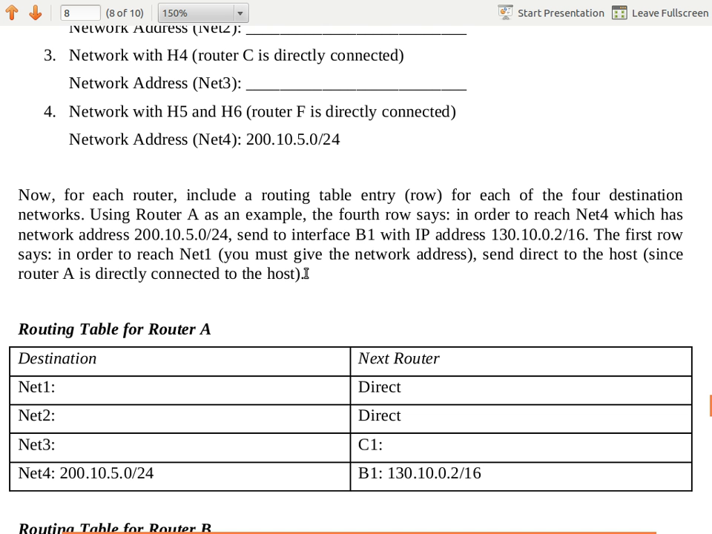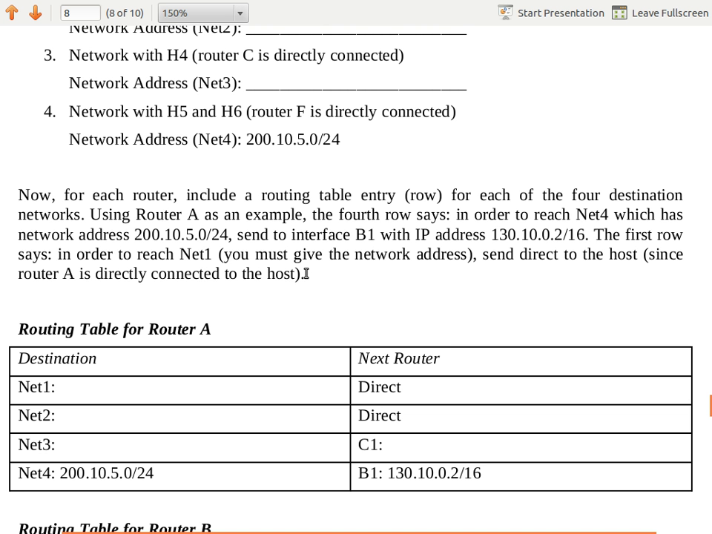Let's try and draw that. I'll draw a portion of the network. Here was C, I think C3. Here's B1. And F was over here. And H5 and H6, this is network 4. Router F has H5 and H6 attached; we call this network 4.